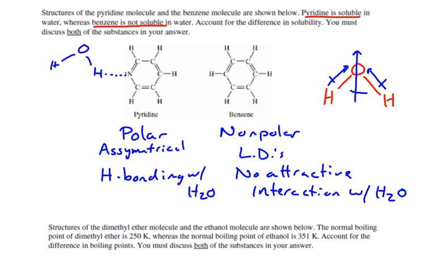It's very cumbersome, but you kind of get the idea. Again, this is nonpolar, it's symmetrical, there's no charges, it's only LDs. This is polar, it's asymmetrical, it has partial charges, but more importantly with the water, you can have H bonding with H2O while this has no attractive interaction.